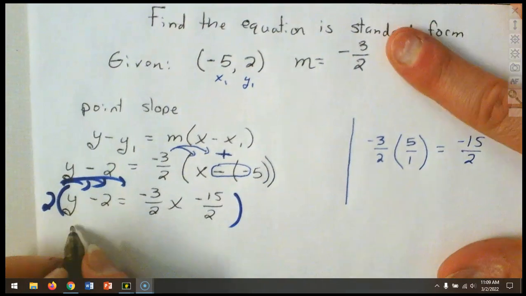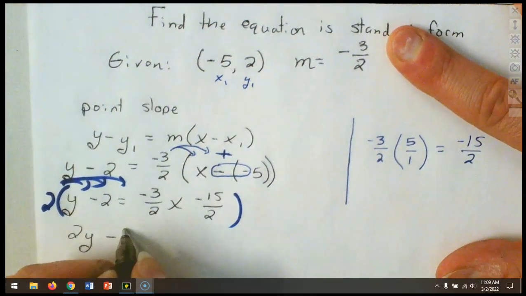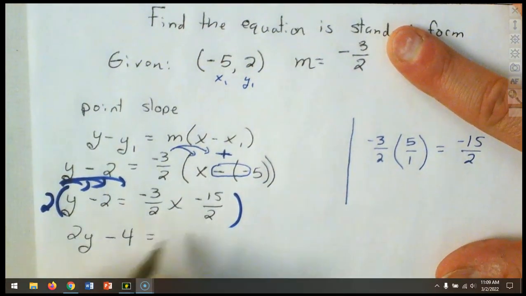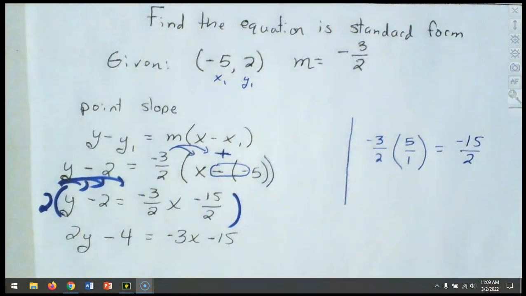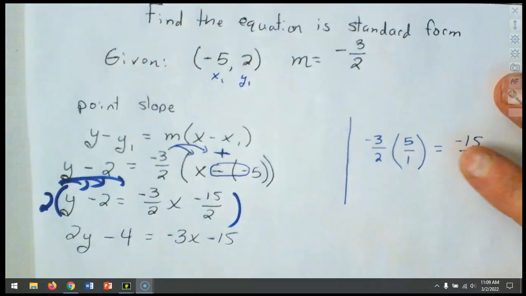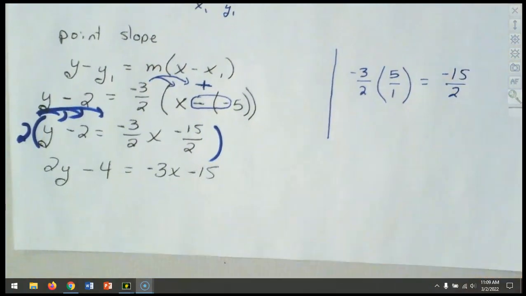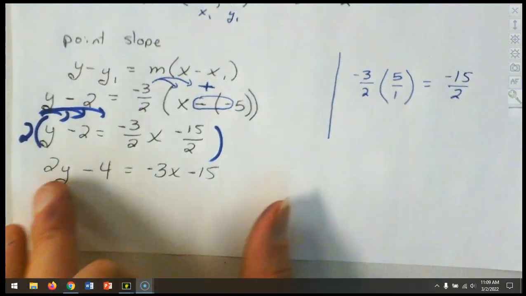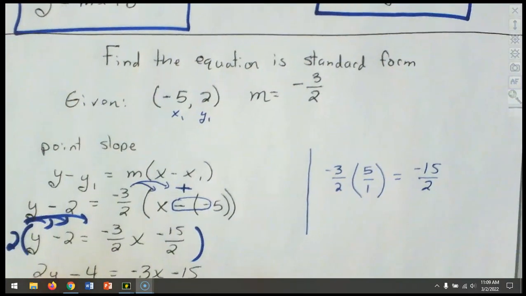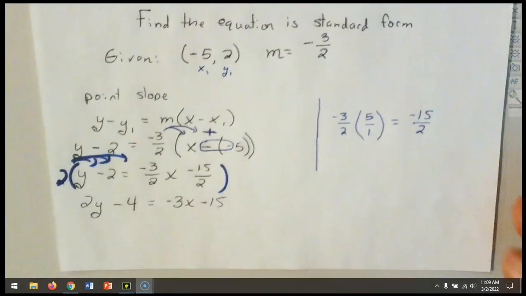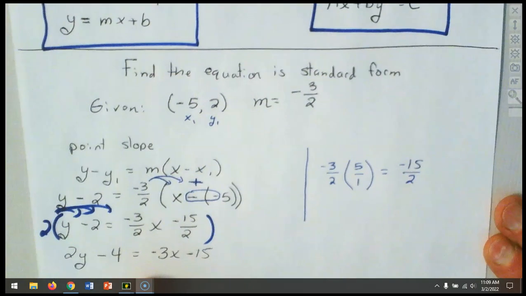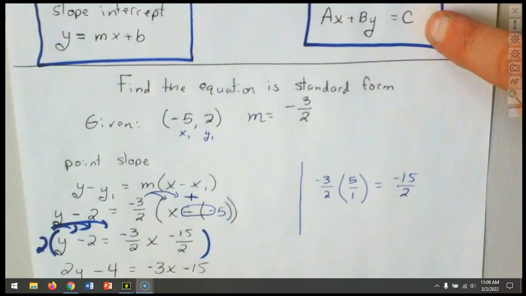Okay, so that leaves you then with 2y minus 4 equals minus 3x minus 15. All right with that? So we just cleared out our fractions. That's done. Now we want it in standard form. So what does standard form need to look like? Zoom out of it so we can maybe see them at the same time. Okay, so standard form looks like this. Okay? No fractions, no decimals. Fractions are gone. No decimals there.